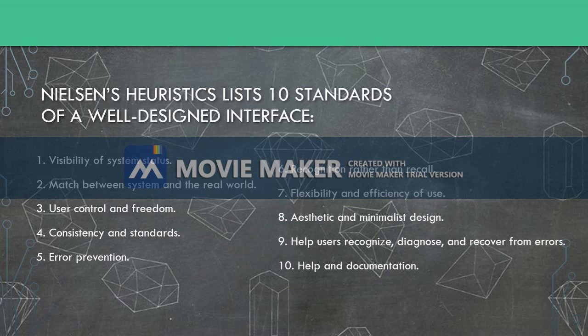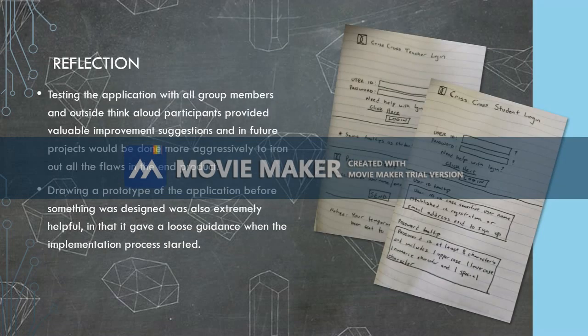Nielsen's heuristics list 10 standards of a well-designed interface, and this is what we followed when designing Criss Cross. 1. Visibility of system status. 2. A match between the system and the real world. 3. User control and freedom. 4. Consistency and standards. 5. Error prevention. 6. Recognition rather than recall. 7. Flexibility and efficiency of use. 8. Aesthetic and minimalist design. 9. Help users recognize, diagnose, and recover from errors. And 10. Help and documentation.